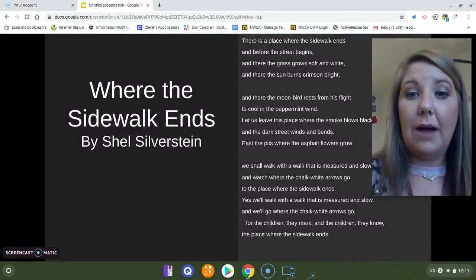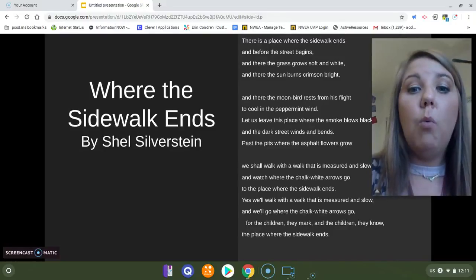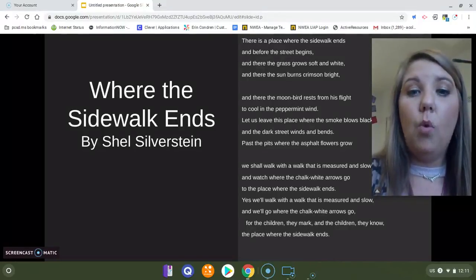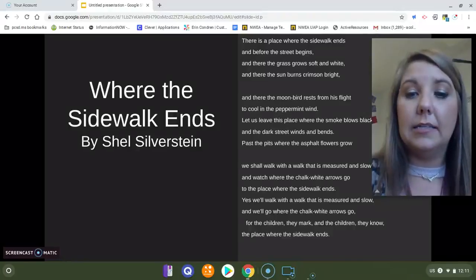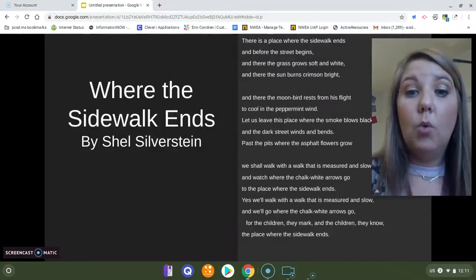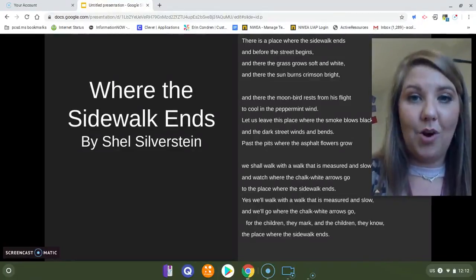where the asphalt flowers grow. We shall walk with a walk that is measured and slow, and watch where the chalk white arrows go, to the place where the sidewalk ends. Yes, we'll walk with a walk that is measured and slow, and we'll go where the chalk white arrows go. For the children, they mark, and the children, they know, the place the sidewalk ends.